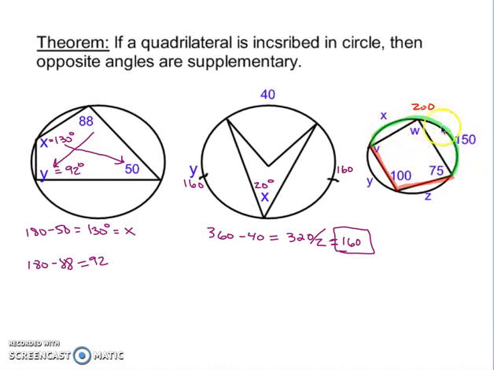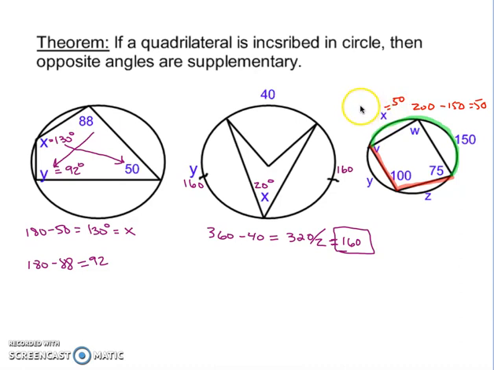which means this whole arc has to be 200. Well, this much is already 150. So if I do 200 minus 150, that leaves me with 50 degrees for my x. So x equals 50.